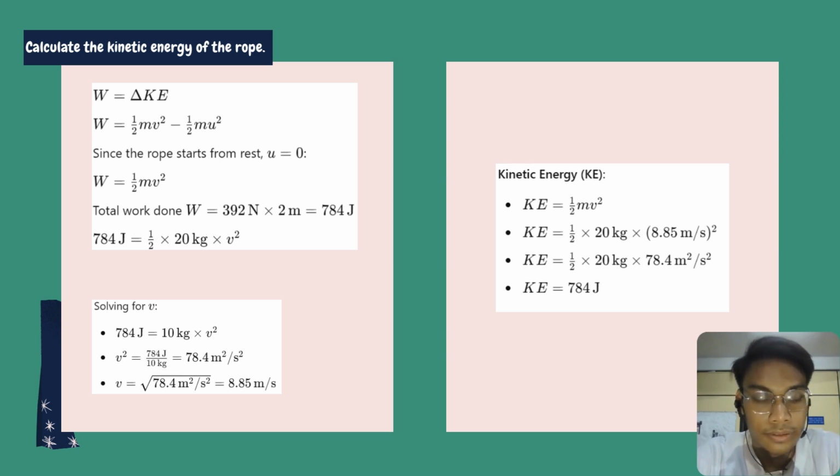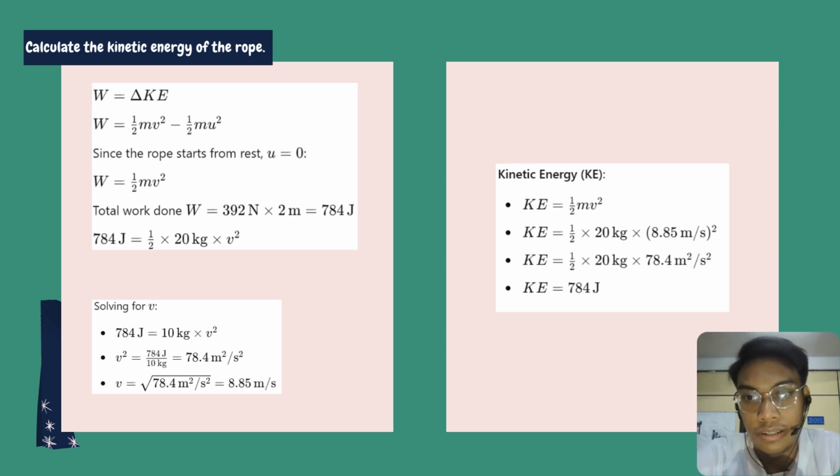So first we need to find the W, because W equals F multiplied by s. For the F, we will use the summation of force, which is 392 Newton, multiplied with 2 meter, and get the answer, 784 Joule. Substitute into the equation: 784 Joule equals 1/2 multiplied with 20 kilogram multiplied with v². Solving for v, we get the answer 8.85 meter per second.